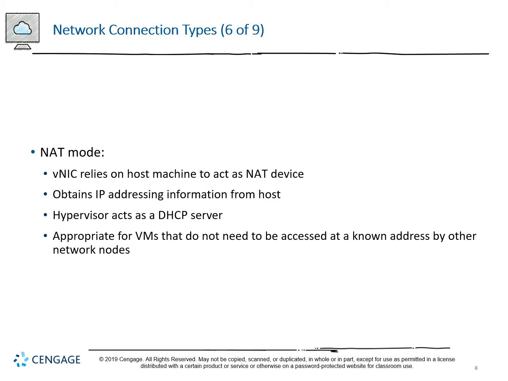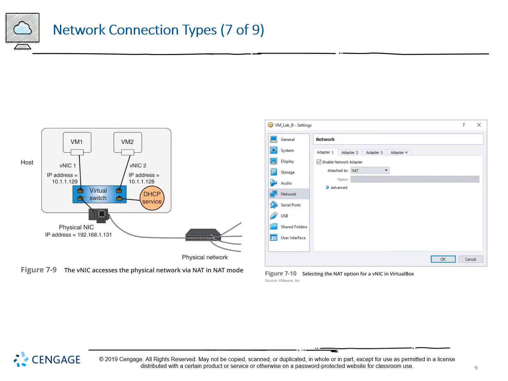In NAT mode, the vNIC relies on a host machine to act as a NAT device, so it's going to obtain its IP addressing information from the host with the hypervisor acting as a DHCP server. This is more appropriate for VMs that don't need to be accessed at a known address by other network nodes. Here we can see in figure 7.9 the vNIC accessing the virtual interface for the physical network. So we can see VM1, for instance, goes to vNIC1, connects to the virtual switch, where the DHCP service is connected, and then the physical NIC translates that to the physical network.